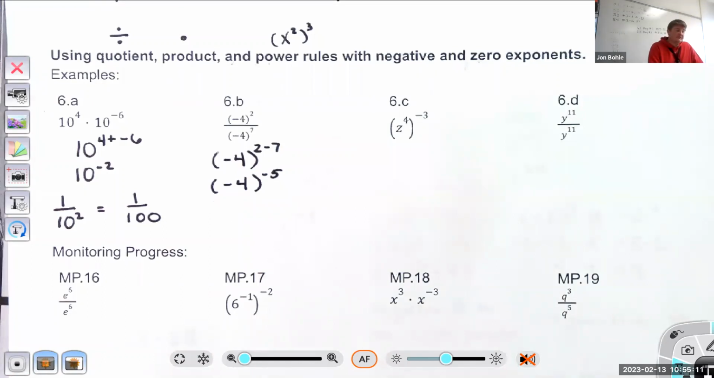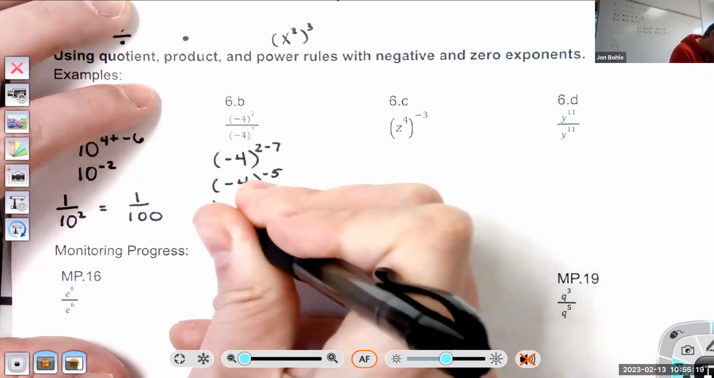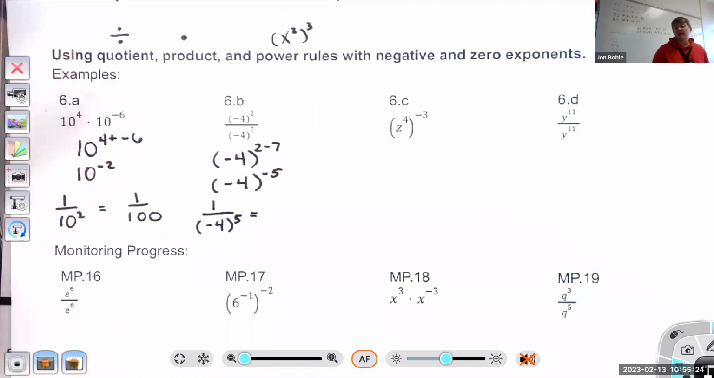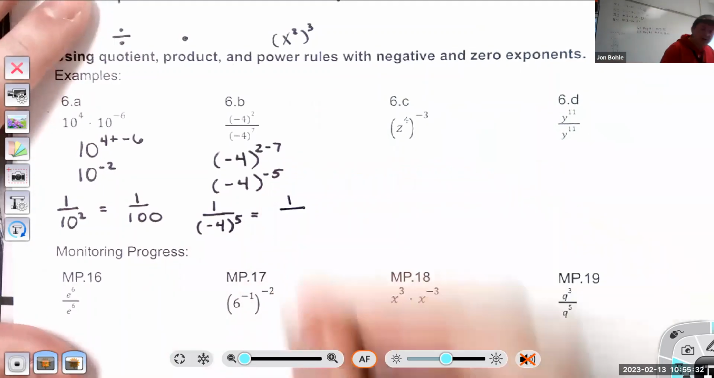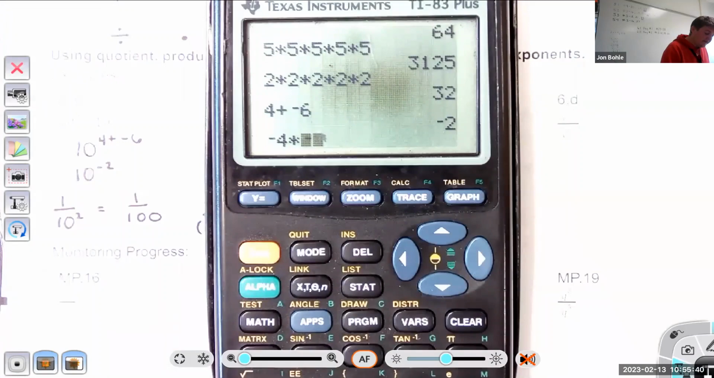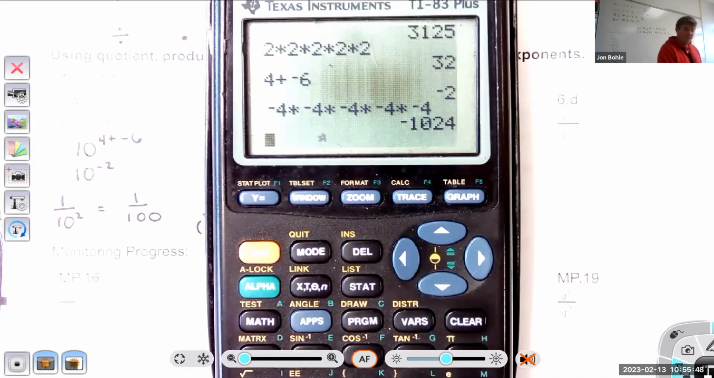How do I make its exponent positive? Okay, this is the first question I got: do I change the base? No, base stays the same. My base is negative. My answer there will be negative also. Okay, and then I have to figure out what negative 4 to the 5th power is. How do I do that? I'm going to take negative 4 times itself 5 times. 3, 4, 5. Use the calculator for that. Negative 1024.